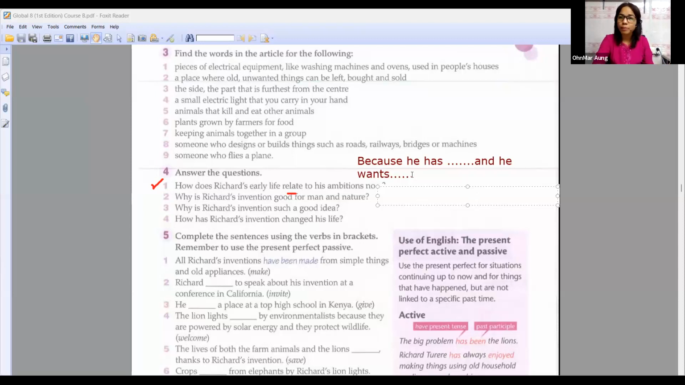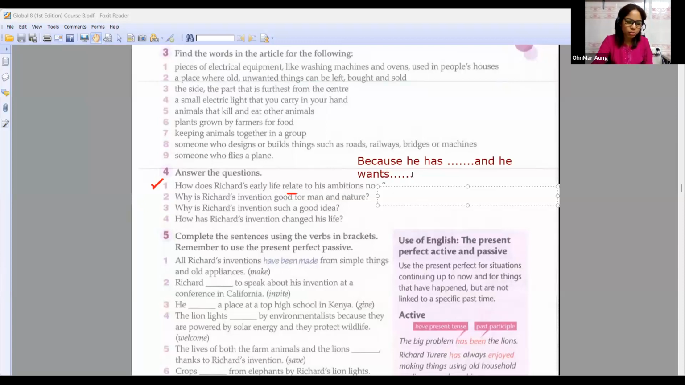I will read out the second paragraph, second column. Richard's Lion Lights cost just $10 to make. They have not only helped the farmers, but also the lions. Many lions have been killed by farmers trying to protect their animals. So the lions' lives are saved, they don't kill the lions. So in some way it can help nature, all right? And how about man?